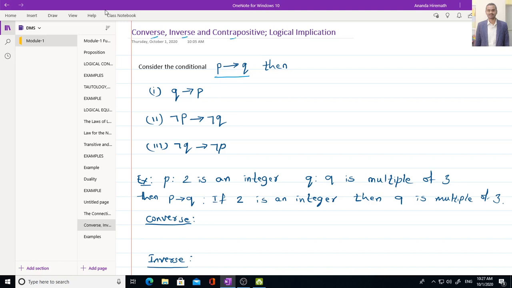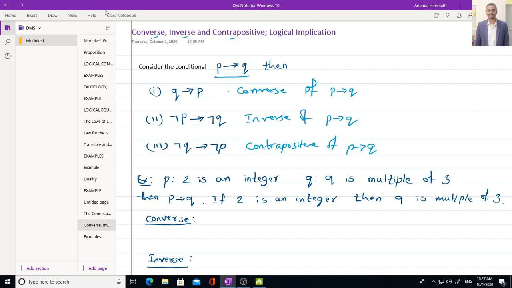Now consider this conditional P conditional Q, then Q conditional P is nothing but converse of P conditional Q. So Q conditional P is converse of P conditional Q. Now similarly, not P conditional not Q is inverse of conditional P conditional Q, and not Q conditional not P is called as contrapositive of P conditional Q. So these are the three statements.